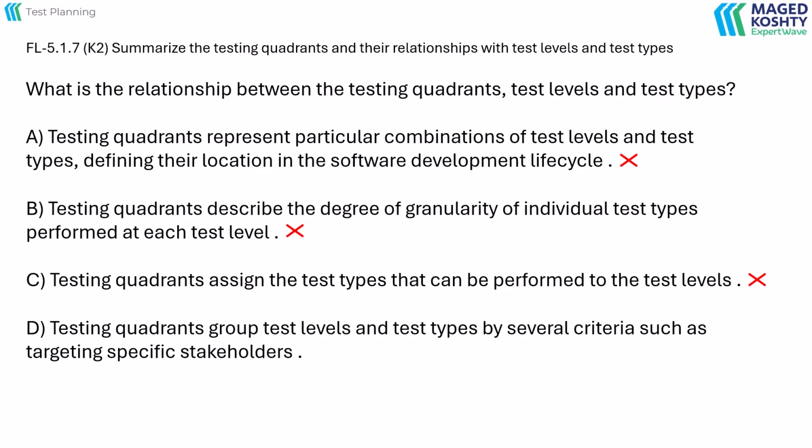D. Testing quadrants group test levels and test types by several criteria, such as targeting specific stakeholders. This is correct. In the testing quadrants, tests can be business-facing or technology-facing. Tests can support the team or critique the product. Therefore, the testing quadrants can target specific stakeholders by either supporting the development team in Q1 and Q2 or supporting the users in Q3 and Q4. The correct answer is D.